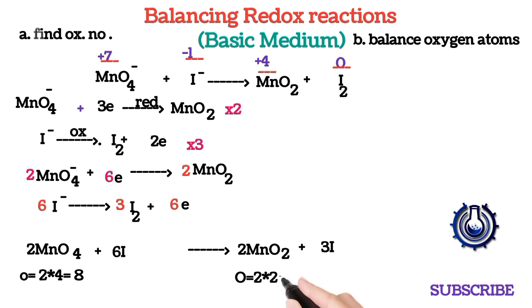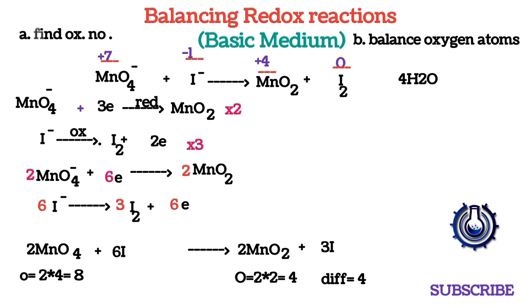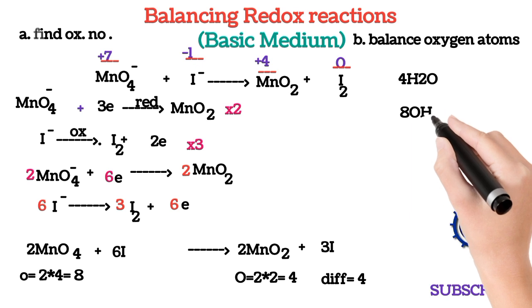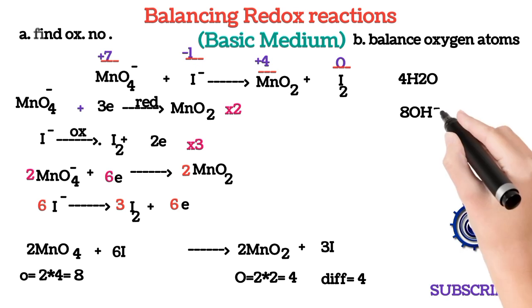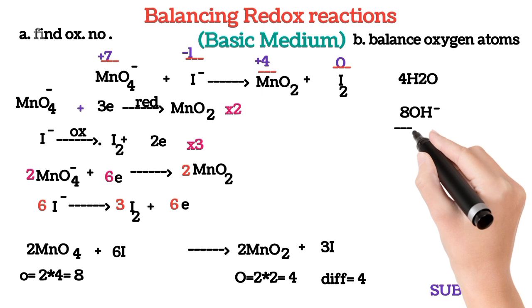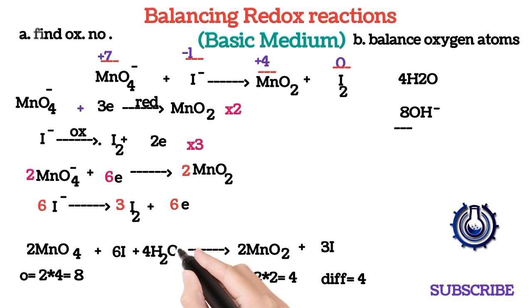Now on the left hand side, I have 8 atoms of oxygen, and on the right hand side I have 4 atoms of oxygen. So the difference in oxygen atoms is 4. So I'm going to balance the oxygen by adding 4 water molecules on the left hand side, because we are dealing with basic medium. Because it will yield an excess of hydrogen ions, I balance the right hand side by adding 8 hydroxide ions.